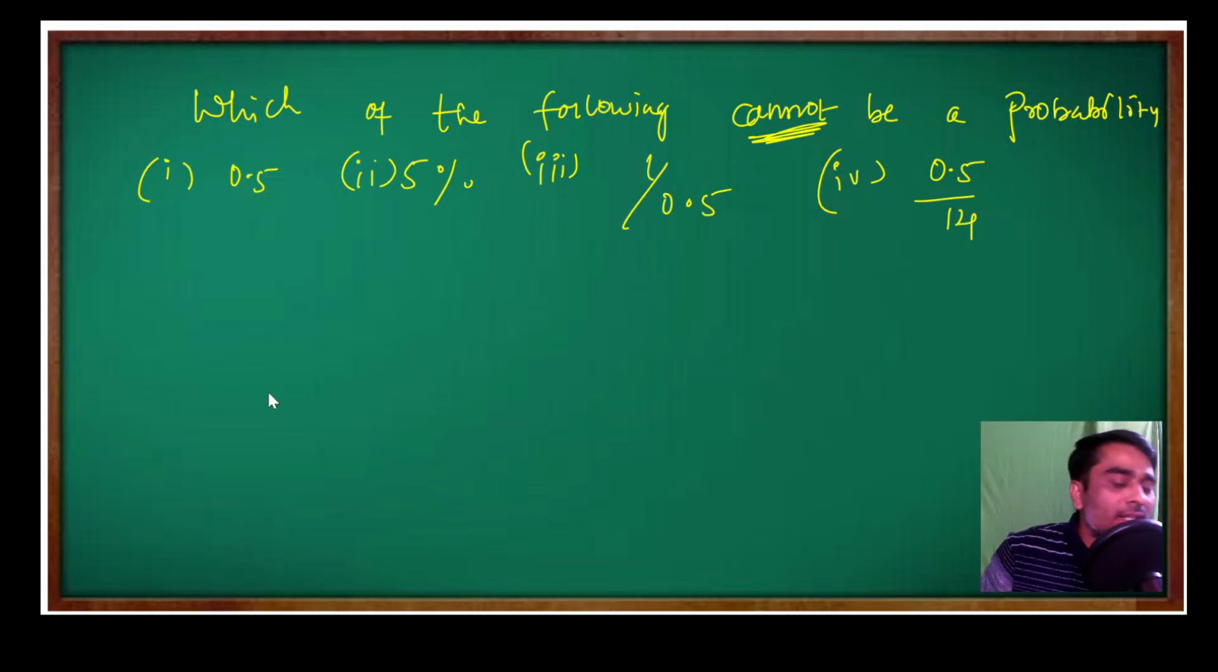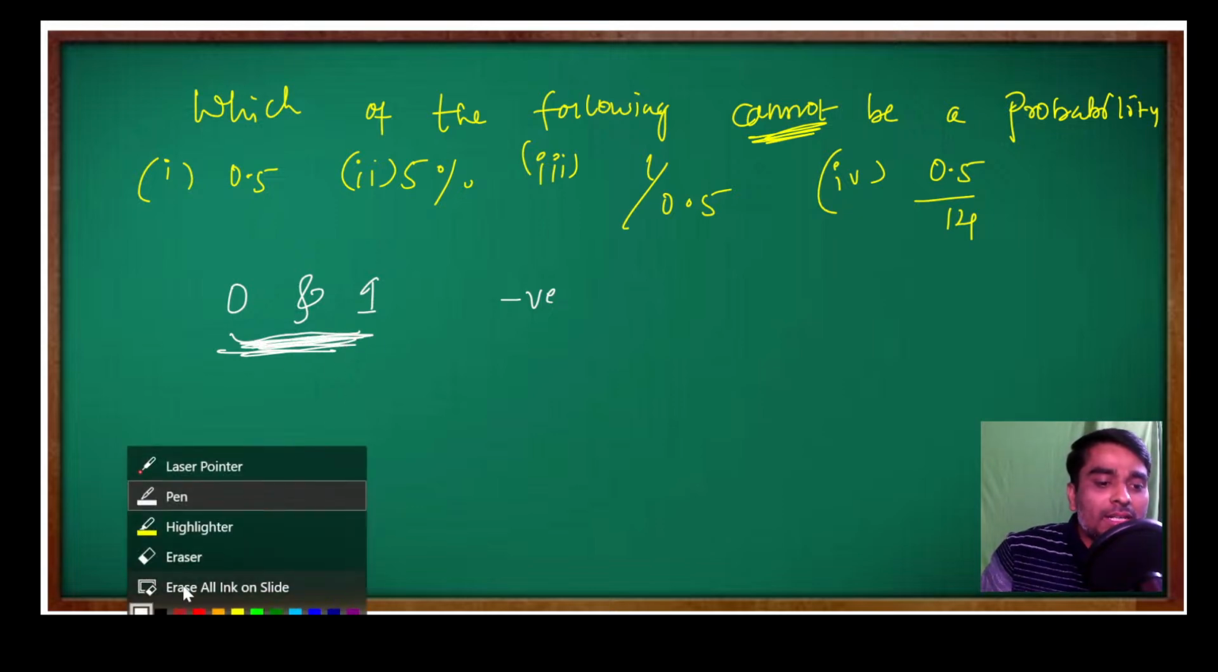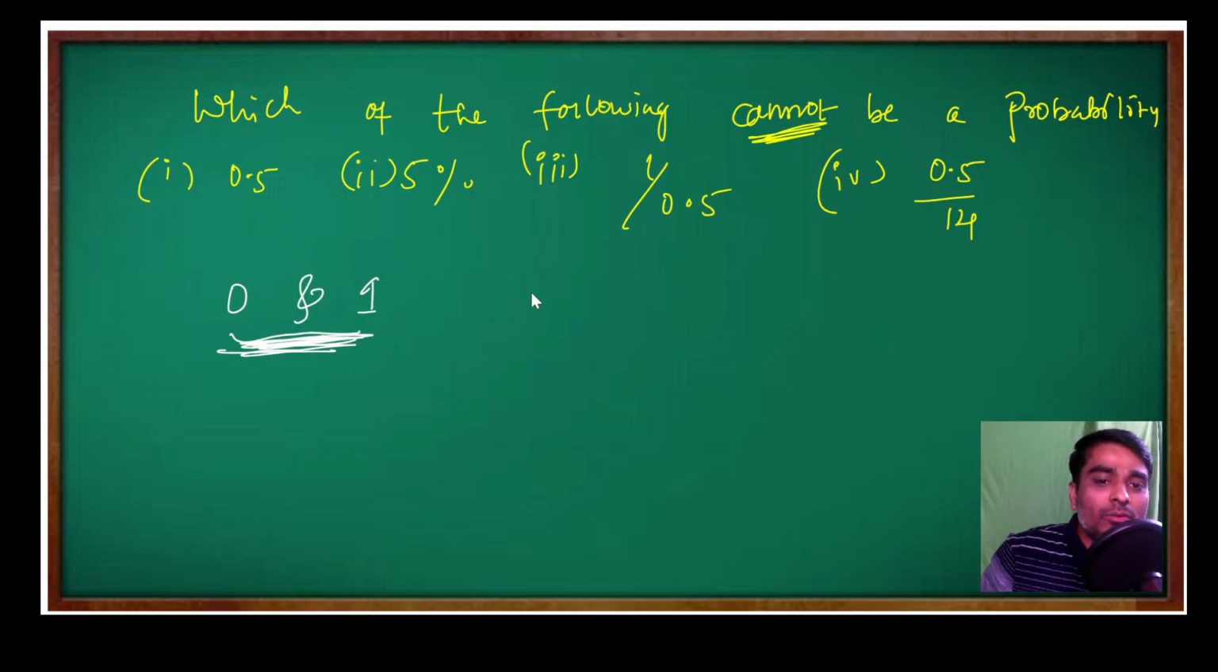First, you need to understand that probability lies between 0 and 1, and it cannot be negative. It should be within these values only. Whatever is within these values will be a probability, and whichever is not within these values will not be.